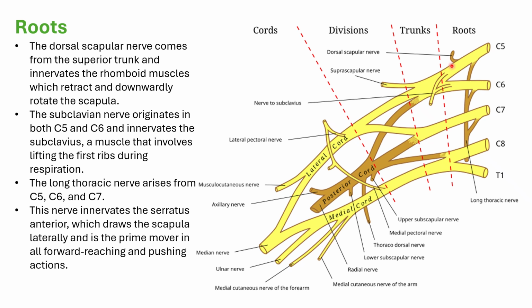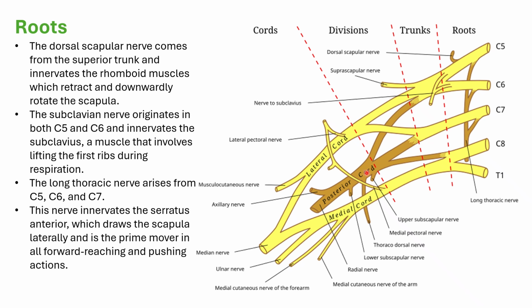Now, this nerve over here goes to the dorsal scapular nerve in the back. This is the suprascapular nerve. This is the nerve to the subclavius, the subclavian nerve. These are the lateral pectoral nerves, which supply pectoralis minor and major.